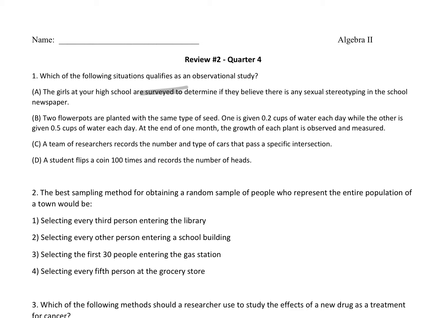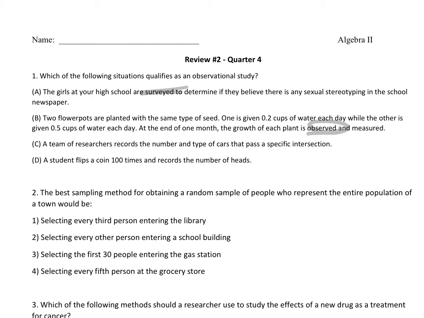The next one says 2 flower pots are planted with the same type of seed. One is given 0.2 cups of water while the other is given 0.5 cups of water each day. At the end of the month, the growth of each plant is observed and measured. Now they're trying to trick you here using the word observed, but this is probably an experiment because we're giving a treatment to something and we are testing an analysis.